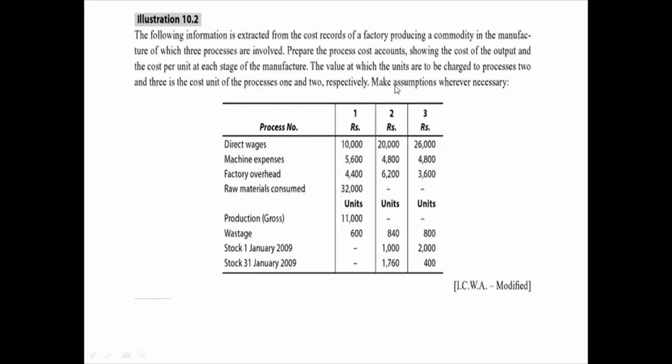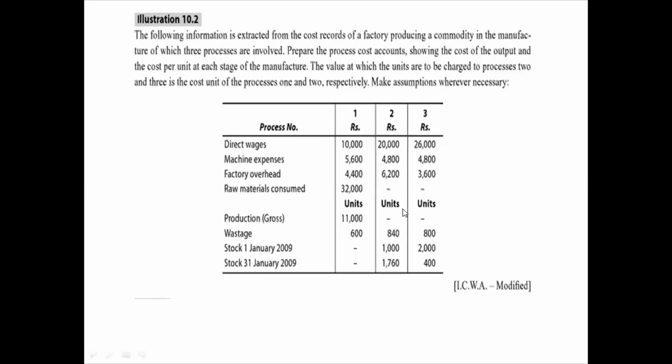Here they are also asking us to make assumptions wherever necessary. Now let us study the details that are given to us in the question. There are three processes as talked about in the question: process number 1, 2 and 3. Remember, in process costing, two types of details will be given to you. As this table has been split into two parts, first is the rupee value, the money value of all the expenses that are incurred, and second is the units, input and output units.